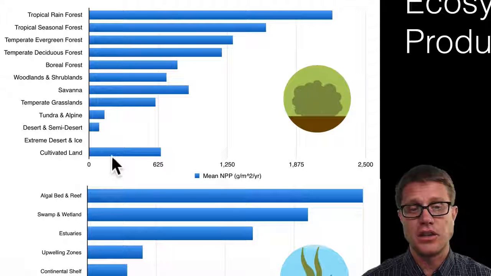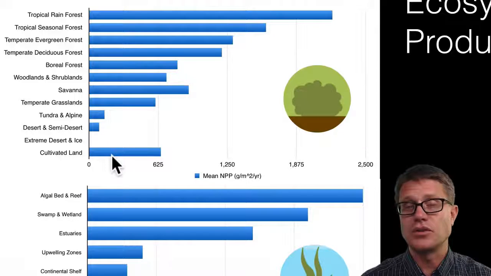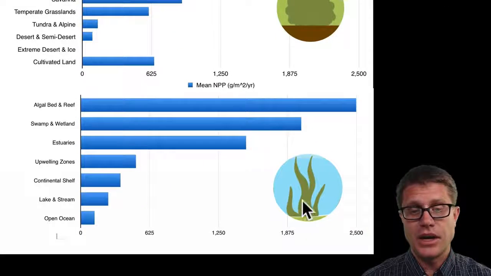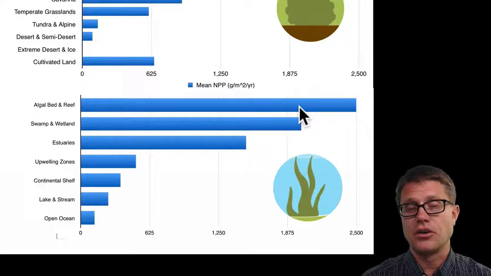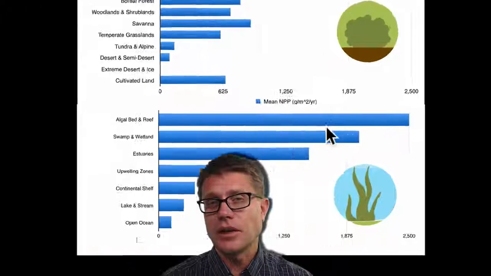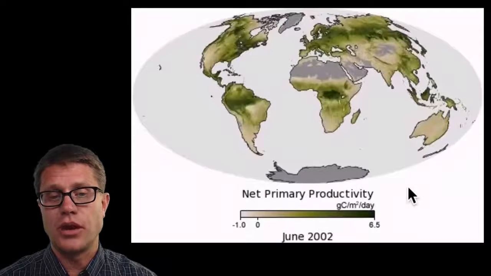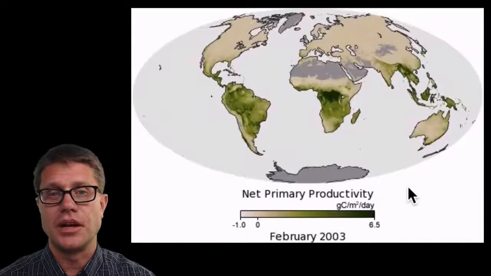What's interesting is cultivated land actually doesn't produce that much. We could compare that to aquatic systems like coral reefs, which are incredibly productive. We could even look at how it changes over time. So this is net primary productivity. So this is terrestrial, on land.